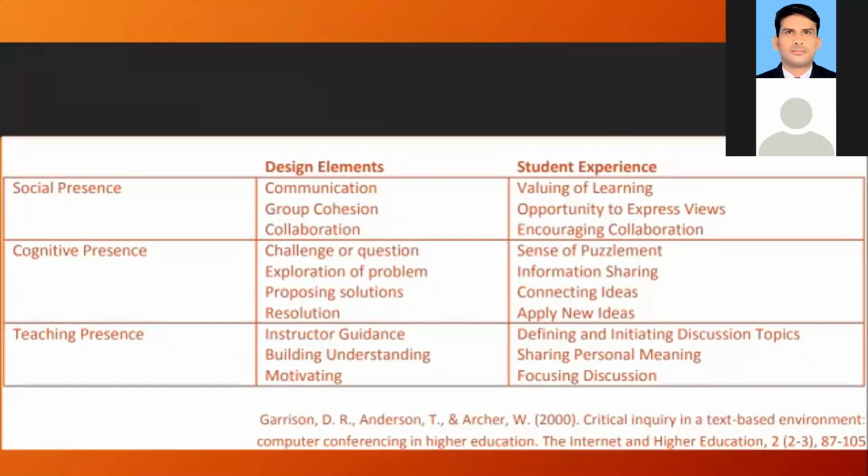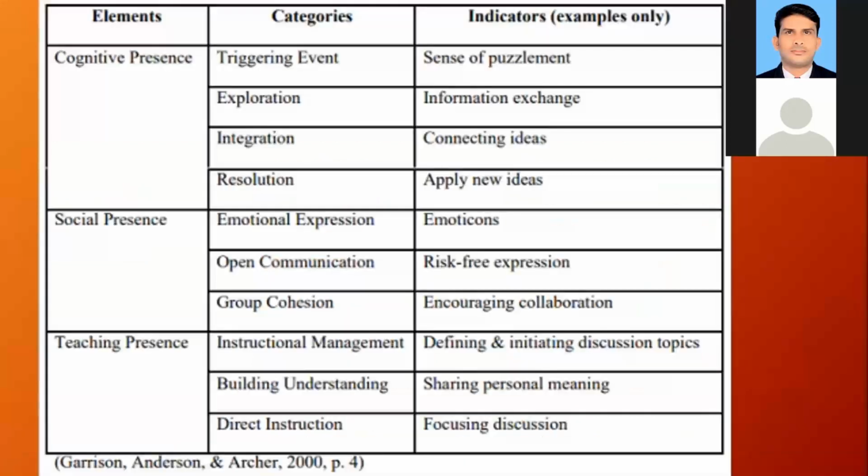So how can it be done? A student can experience it by valuing the learning, by using the opportunity to express their views, and by encouraging collaboration. Similarly, in cognitive presence, the sense of puzzlement, information sharing, connecting ideas and applying new ideas can be ensured. And teaching presence can be ensured by defining and initiating the discussion topics, by sharing personal meanings, and by focusing on the discussion. These are a few indicators which we have already discussed in the PDF of the concept map, but here we are presenting it once again.